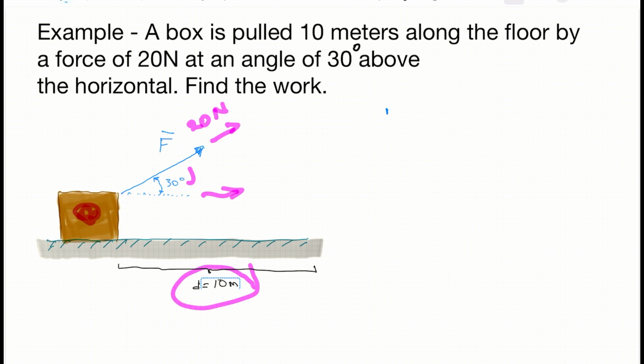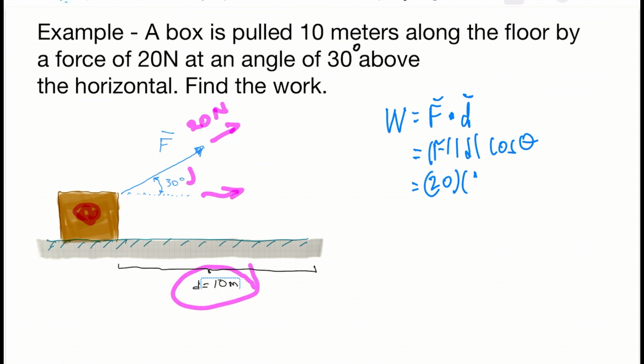So let's go back to our definition: work is equal to the force vector dotted with the displacement vector. Now we know that that's just going to be the magnitude of the force times the magnitude of the displacement vector times the cosine of the angle between them. The magnitude of the force vector, we're given, is 20. The magnitude of the displacement vector is going to be 10. It moves 10 meters. And so we've got the cosine of 30.